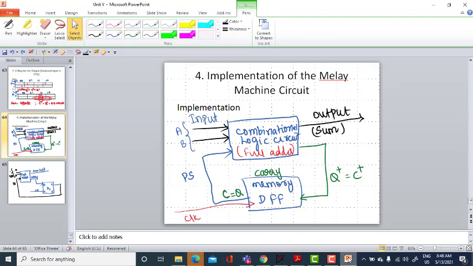With this, I will stop today, and we will discuss the Moore machine further in the next class.